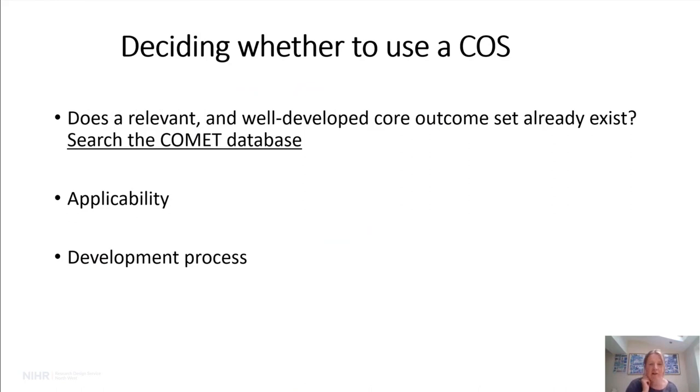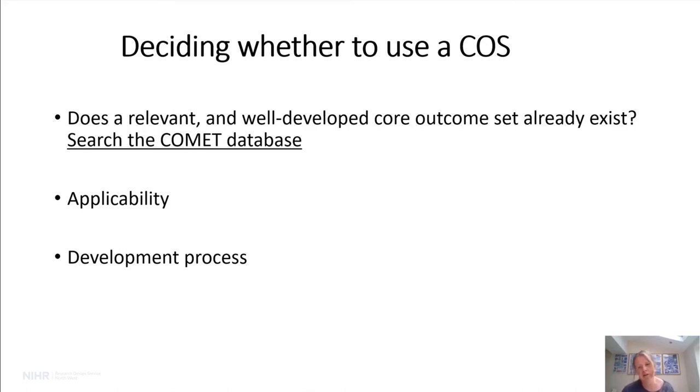Now, in terms of deciding whether to use a core outcome set, obviously we would say this, but it is the only place where core outcome sets are brought together, and that is in the COMET database. We feel that our search strategy is comprehensive. We actually populate it as we go along.